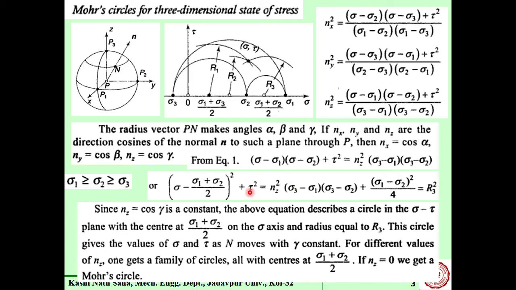This part is fine. So here, whatever we are getting from this product, if we add this much, what will we get? From there, we can manipulate this thing to express it in this form: sigma minus sigma 1 plus sigma 2 by 2, whole square, minus of this.